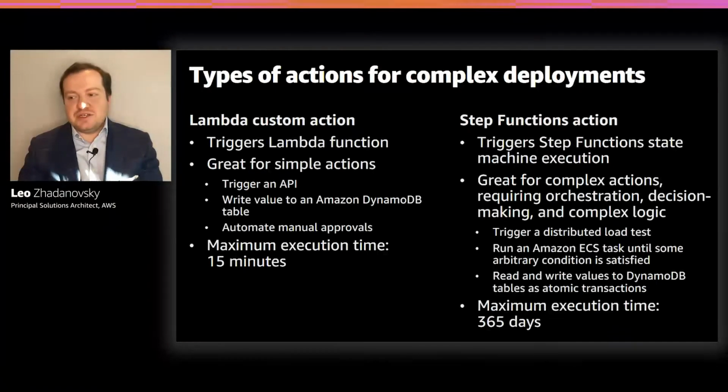Now, a Step Functions action triggers a Step Functions state machine. This is great for more complicated actions, which require orchestration, decision-making, and complex logic. For example, you can trigger a distributed load test. You can run an ECS task until some arbitrary condition is satisfied. If you need to read or write a lot of values to DynamoDB tables as atomic transactions, these are all examples of why you would use Step Functions. Another thing to keep in mind is, unlike the maximum 15-minute execution time for a Lambda custom action, with a Step Functions action the maximum execution time is 365 days.